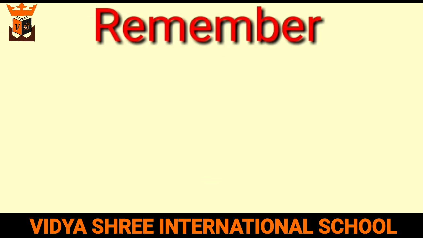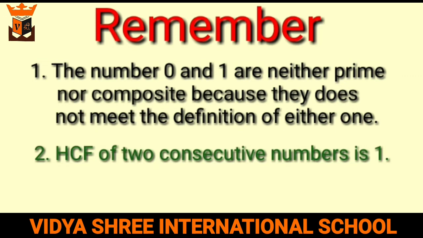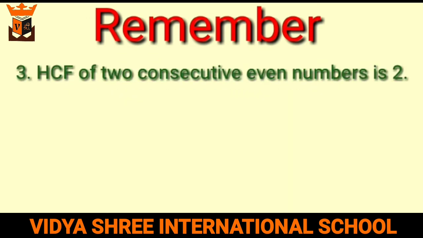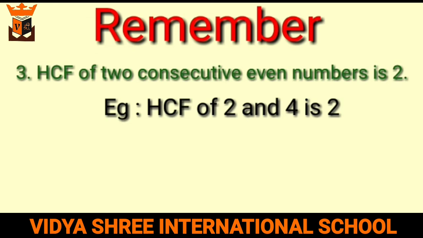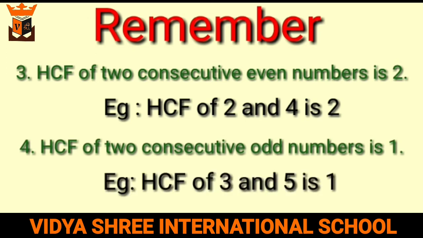Points to remember: the numbers 0 and 1 are neither prime nor composite because they do not meet the definition of either one. HCF of two consecutive numbers is 1. For example, HCF of 2 and 3 is 1. HCF of two consecutive even numbers is 2. For example, HCF of 2 and 4 is 2. HCF of two consecutive odd numbers is 1. For example, HCF of 3 and 5 is 1.